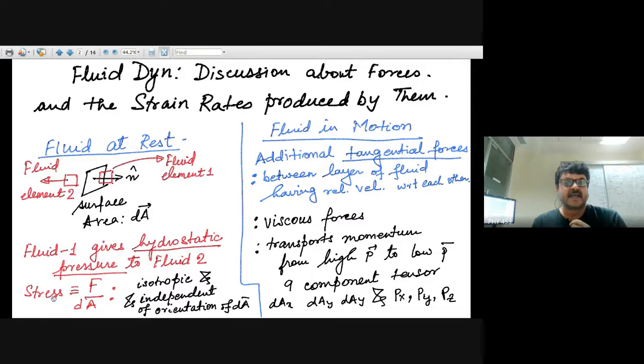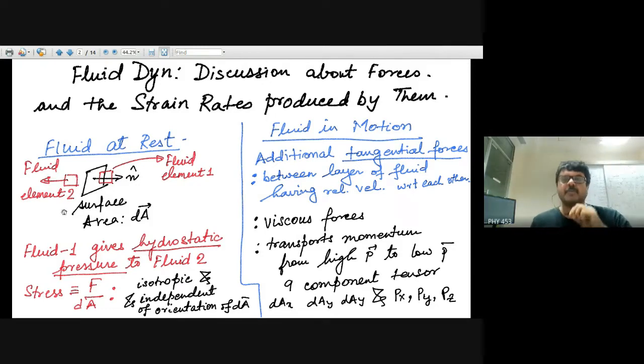And the stress acting is force by this area element dA, and it is isotropic and independent of the orientation of dA. So if the fluid is at rest, in all directions around a small point, the pressure acting is isotropic and independent of orientation, right? So that's what a fluid at rest is.